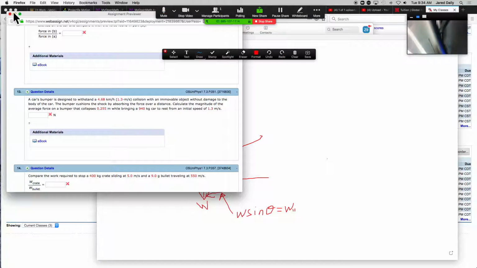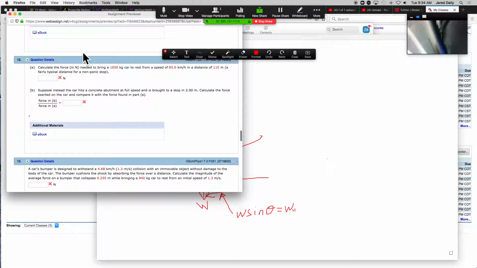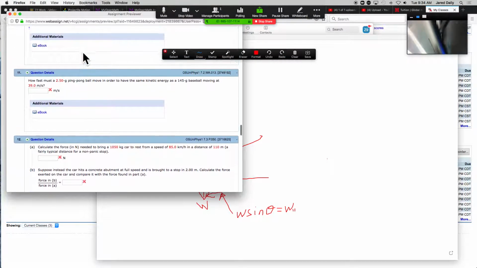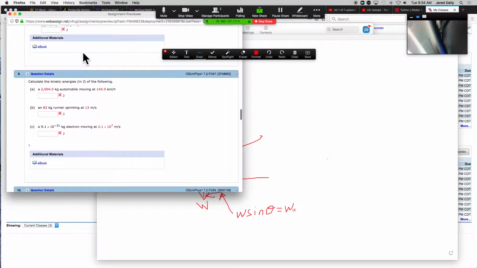So that's enough to get you started. You can get all the way through, it looks like you can get all the way through about number 8.